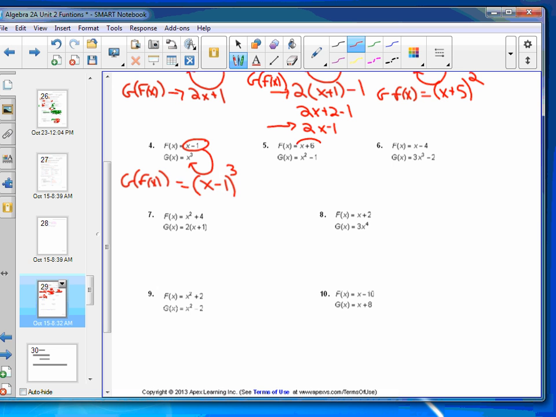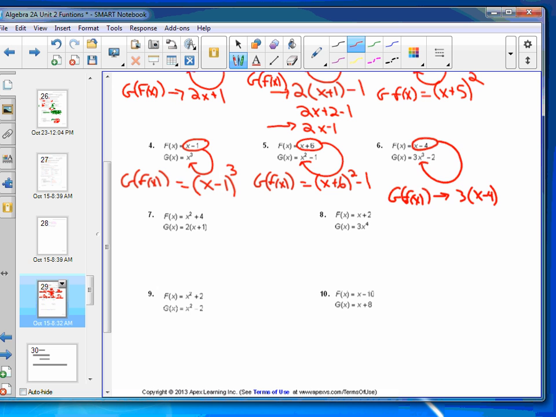Same thing here, g of f of x, put that in right there for x. So g of f of x is equal to x plus 6 squared minus 1. Done. Put this in for x here. So g of f of x is equal to 3 times, this is going to look a little complicated, x minus 4 to the third, minus 2.